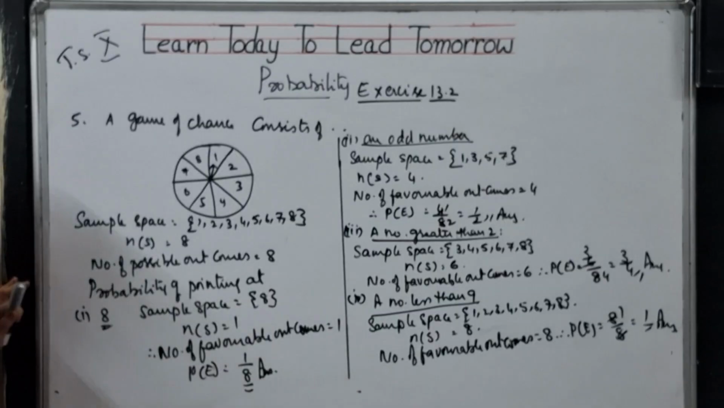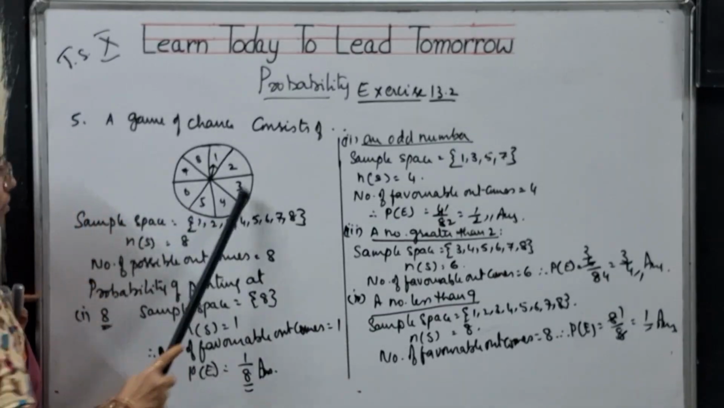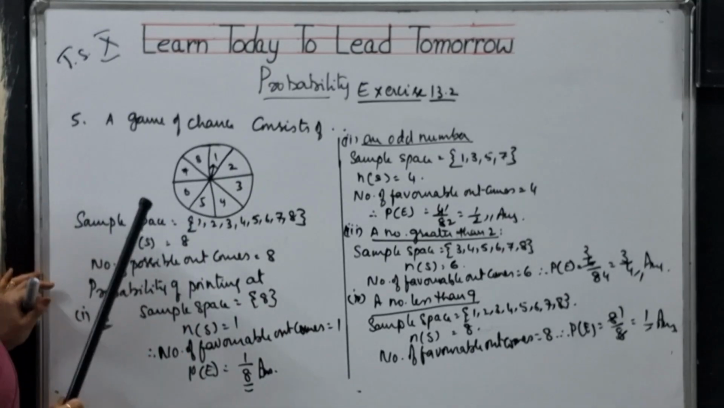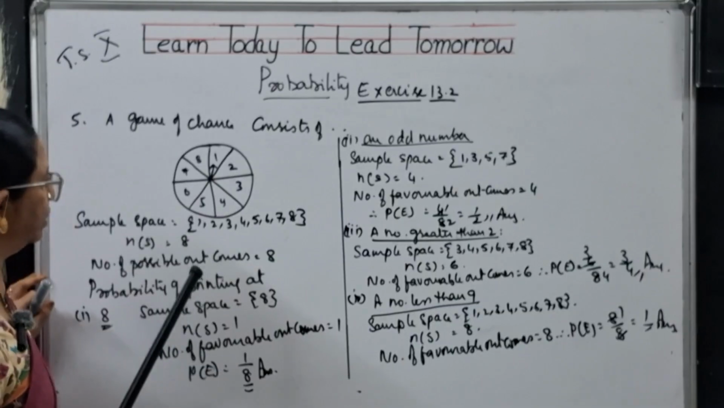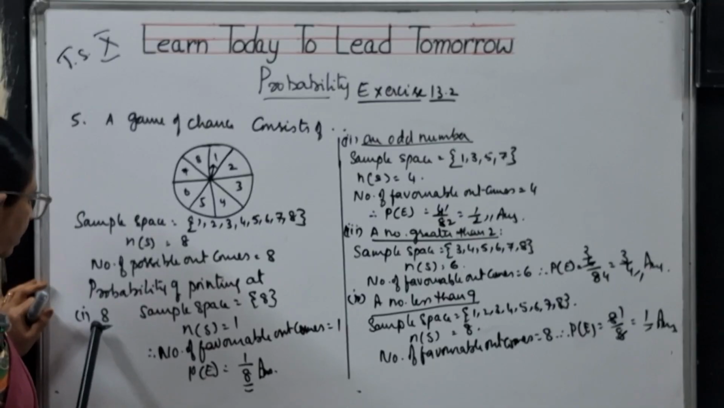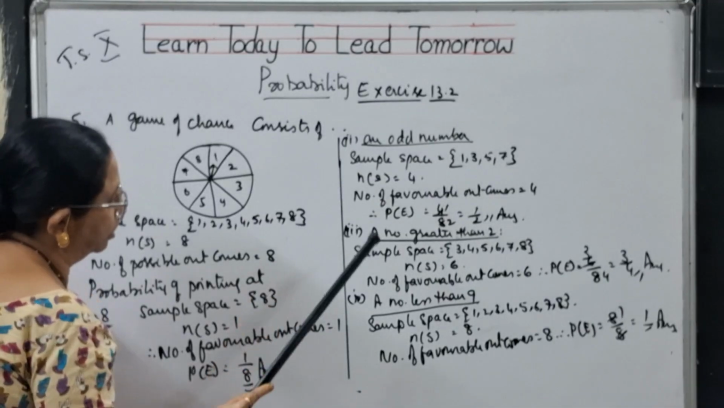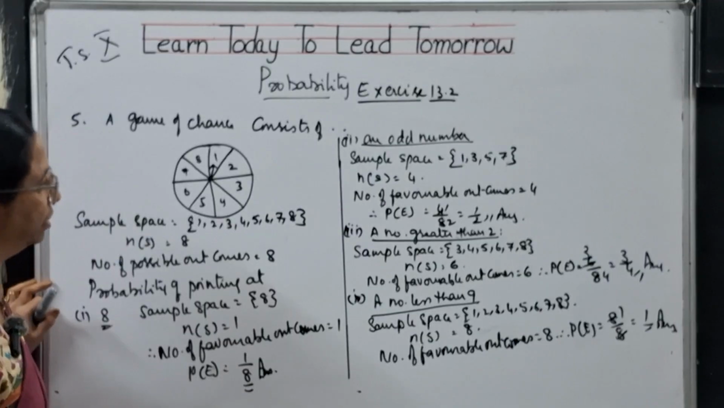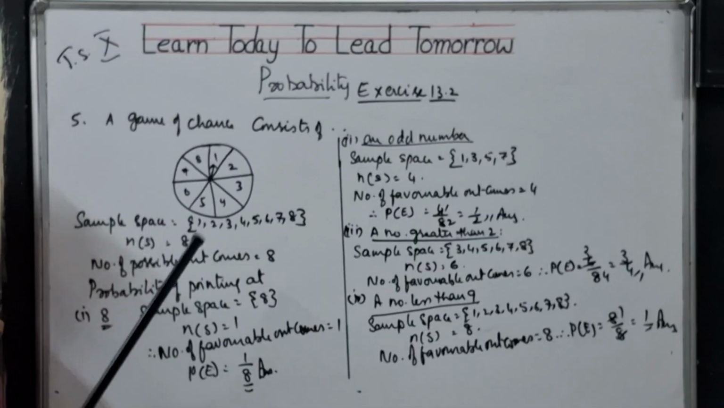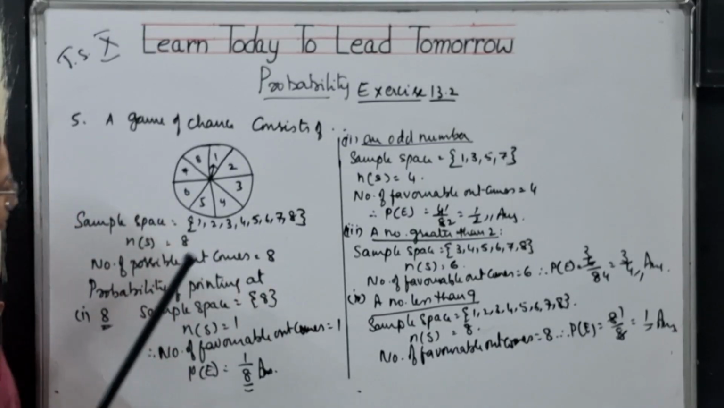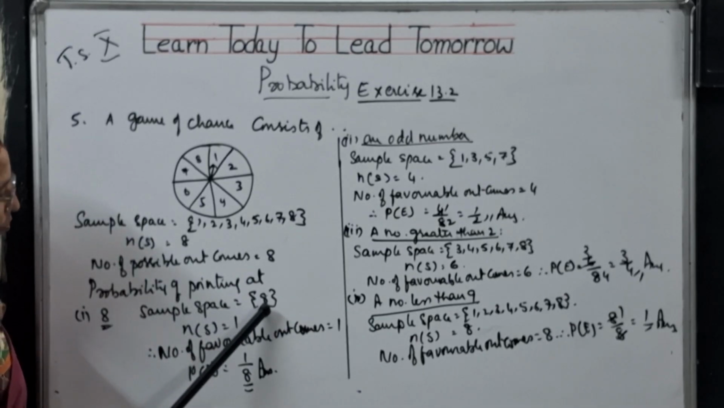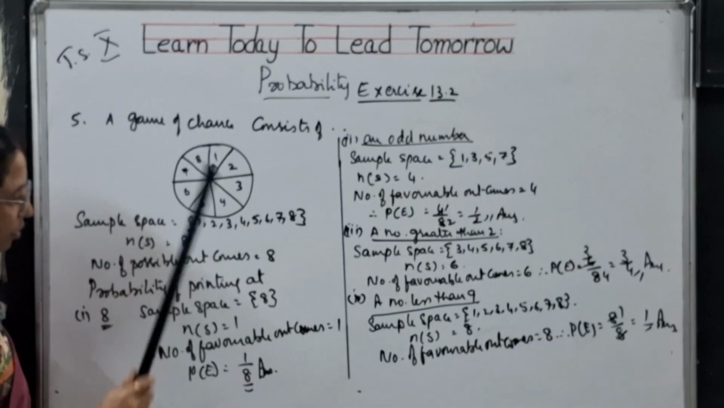Once again, there is a wheel. This wheel is rotated. When this wheel is rotating, it has numbers from 1 to 8. When the wheel is rotated, this pointer will face one of these points. Now the question is, what is the probability that the number is 8, or it is an odd number, or greater than 2, or less than 9? So let us see, what is the sample space? How many numbers are there? 1 to 8, totally 8 numbers, so possible outcomes are 8. So probability of pointing at 8: sample space is 8, favorable outcomes is 1, so 1 by 8.